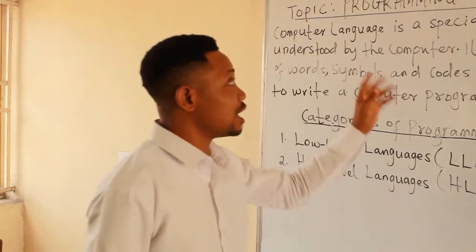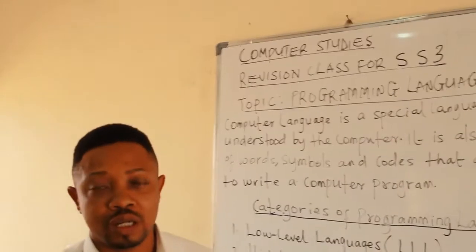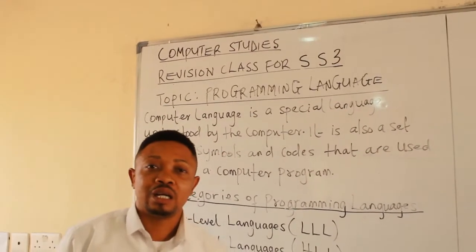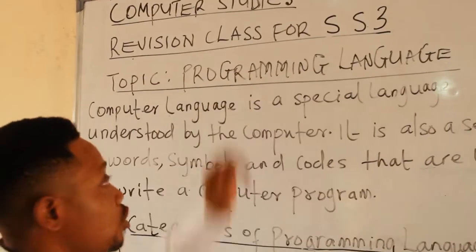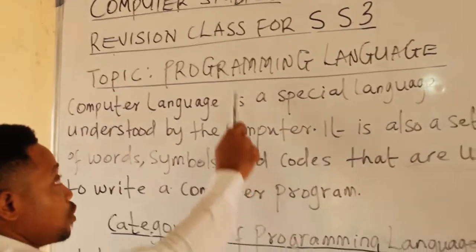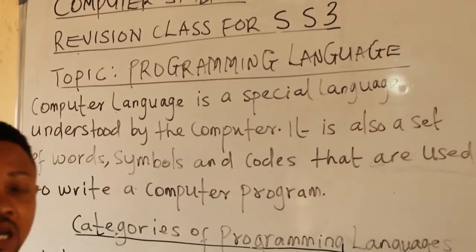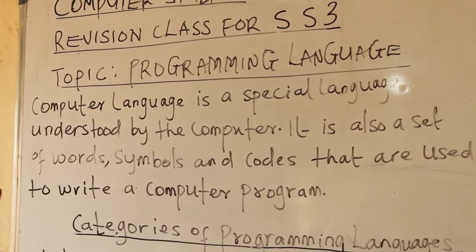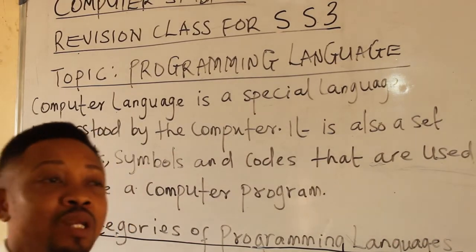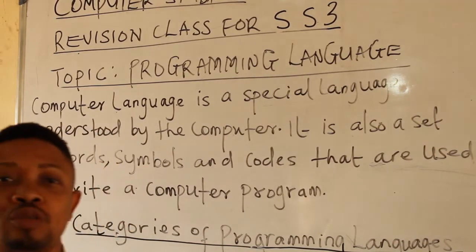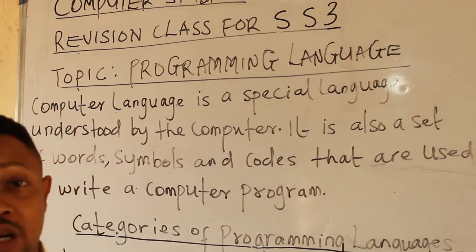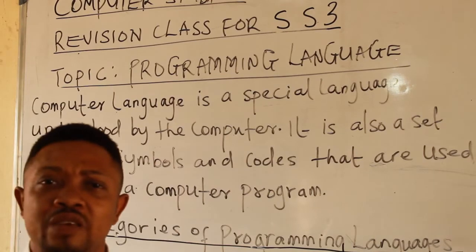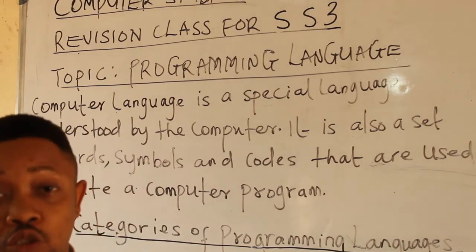Okay, so programming language is the topic we are looking at today. But before I look at what programming language is, there are two words here I want us to understand. The first is programming and the second is language. Programming in the context of computing is simply the act or the process of writing programs. Now, a language is any form of communication.